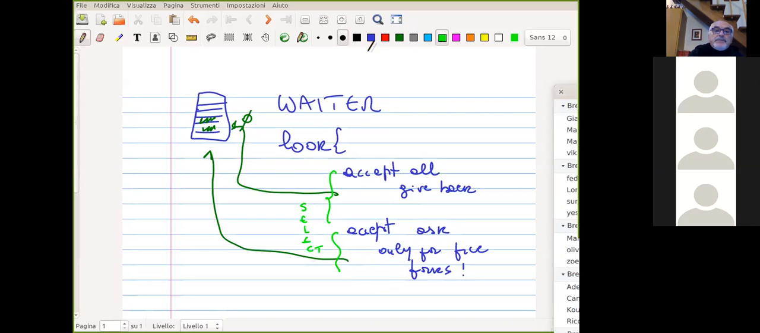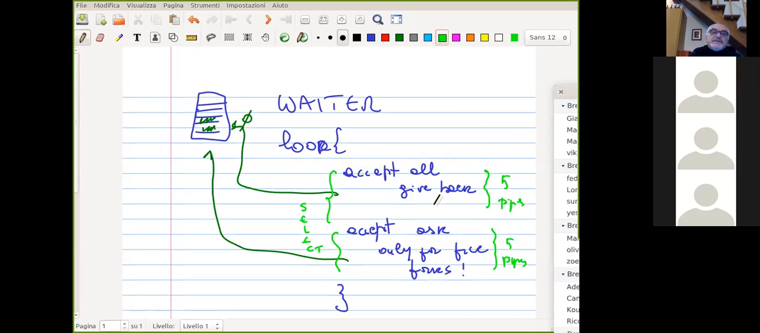And the loop is over. So the waiter is a loop with two selects. Each select has 5 pipes, and this one also 5 pipes.